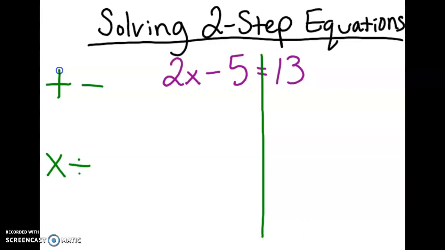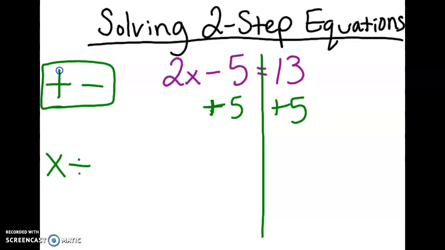Okay? So, the 2x is safe for now, but we do see a minus 5. Now remember, look at our inverses right over here. Okay? The opposite of subtracting would be addition. So to get rid of a minus 5, the goal is to add 5. And like I said earlier, if you do it to one side, you need to do it to the other.